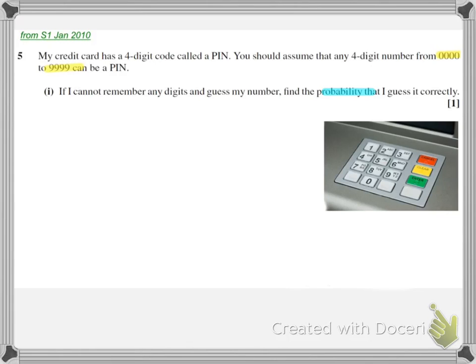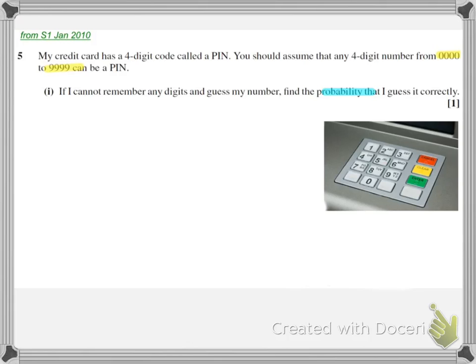The first part of this question is only worth 1 mark, but we do need to read the question carefully to ensure we answer it correctly. So, my credit card has a 4-digit code called a PIN. You should assume that any 4-digit number from 0000 to 9999 can be a PIN.